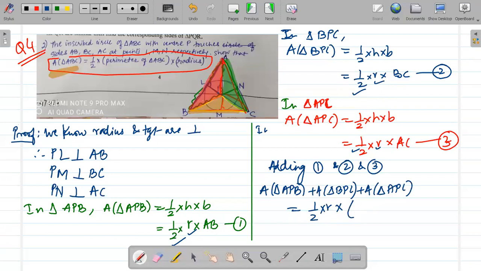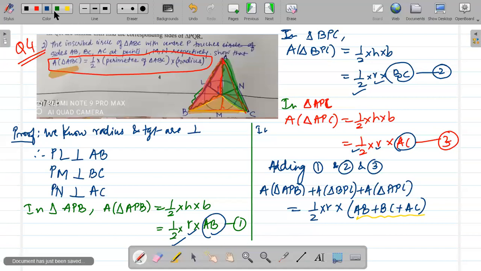And what are we left with? AB plus BC plus AC. Now you tell me, students, what is AB plus BC plus AC? Yes, I know you all have got it. This is actually the perimeter of the triangle, isn't it? Sum of all sides that gives you the perimeter.